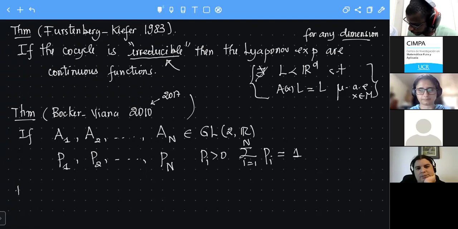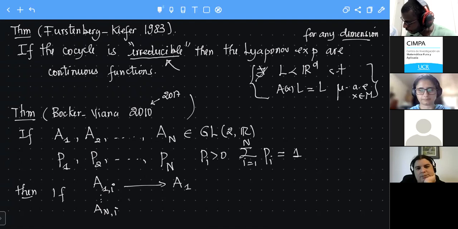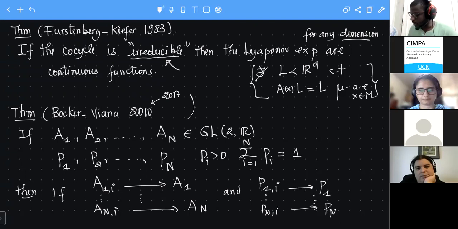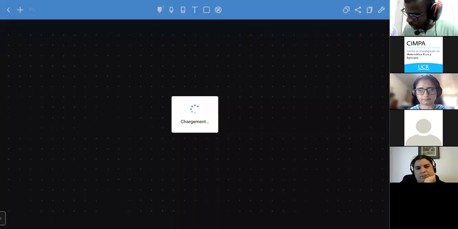Then if you have sequences of matrices A1^i till An^i converging to A1, till An, and probabilities p1^i till pn^i converging to p1, till pn, then the associated Lyapunov exponents converge as well. What I mean is that the lambda of mu_i converges to lambda of mu.